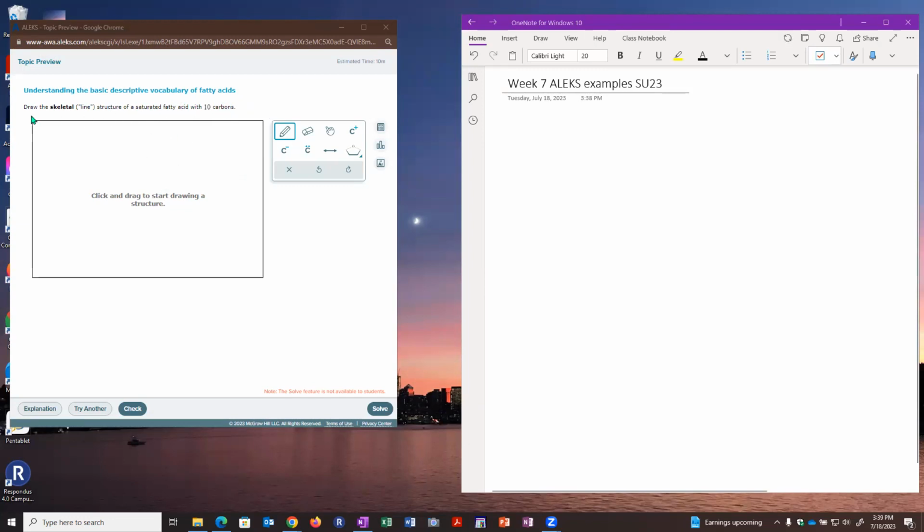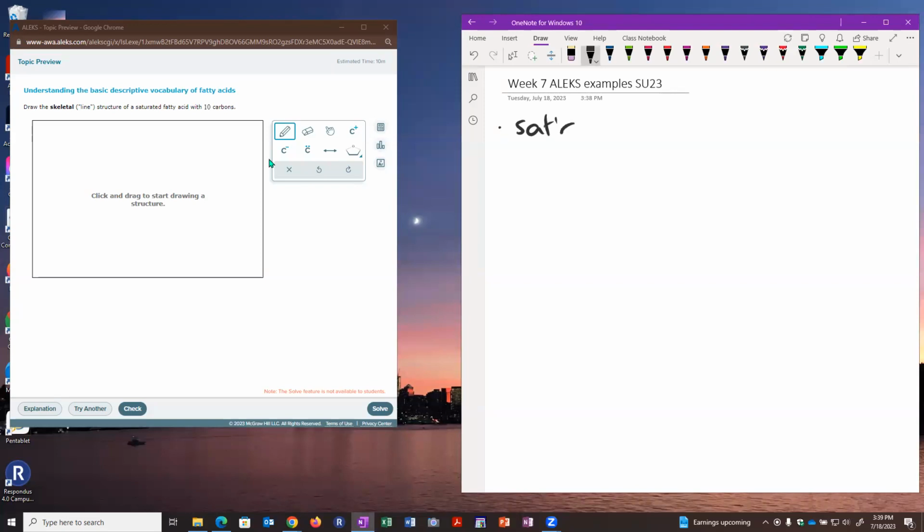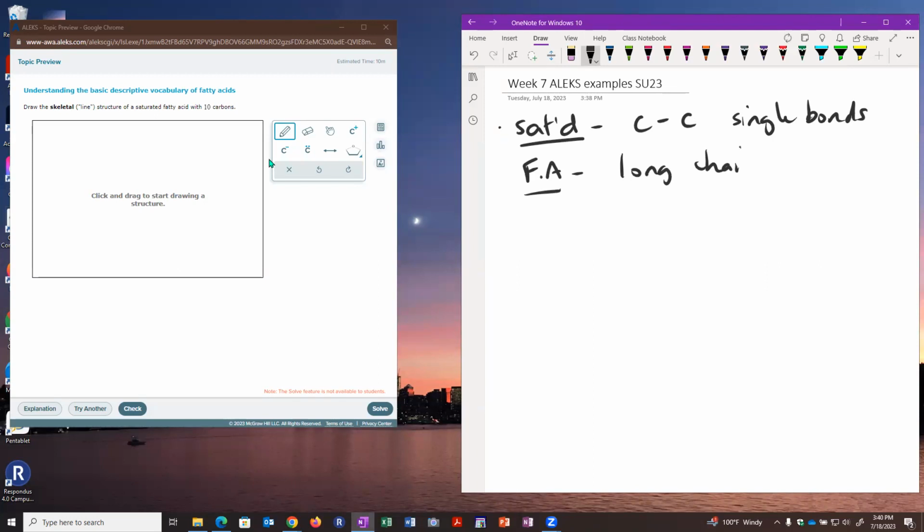So we have here to draw a skeletal line structure for a saturated fatty acid with 10 carbons. All right, so let's just remind ourselves, saturated, I'll abbreviate that as SATD. This means that we have only carbon-carbon single bonds. Okay, and then fatty acid, FA, means that it's simply a long carbon chain carboxylic acid, right? Remember the carboxylic acid functional group, C double bond O, OH.